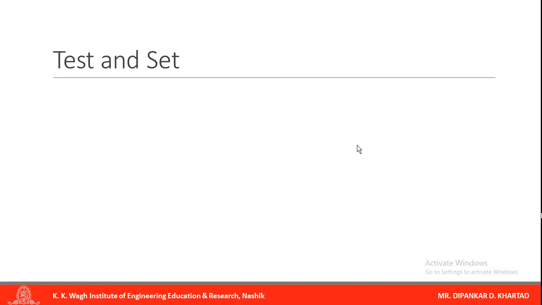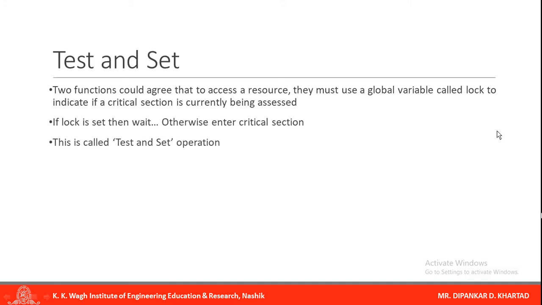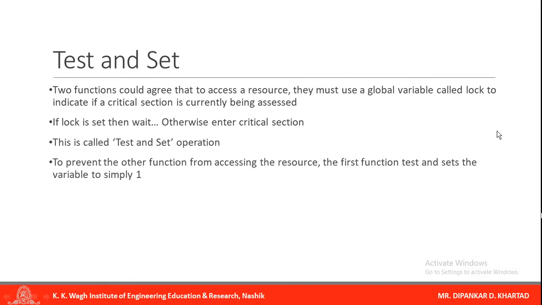Now let us see the second method. The second method is the test and set method. Two functions could agree that to access a resource they must use a global variable called lock to indicate if the critical section is currently being accessed. If lock is set, then wait. Otherwise enter the critical section. So that is test and set. This is called the test and set operation. To prevent the other function from accessing the resource, the first function tests and sets the variable to 1.